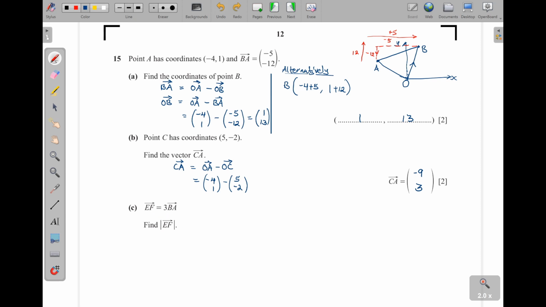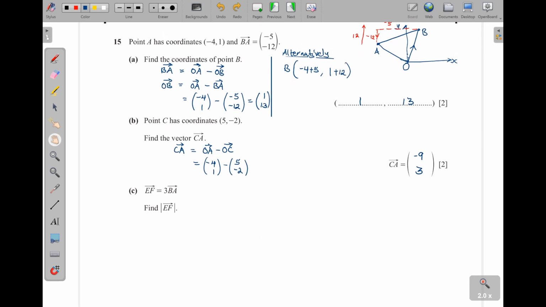Find the magnitude of EF. Now these are vectors. So I have, let's say, this vector here, and then I have another one. These are parallel vectors, because parallel vectors can be given as scalar multiples of each other. Let's say this is B, this is A, then this is E, this is F. So in length, this EF here is 3 times the length of BA. So what I can do is first find the length of BA, then I find the length of EF by multiplying that by 3.